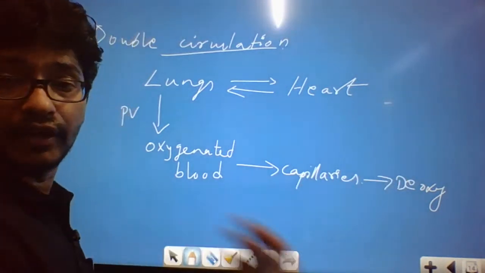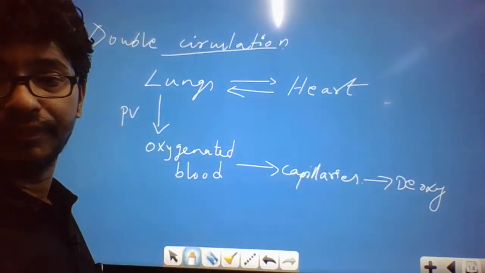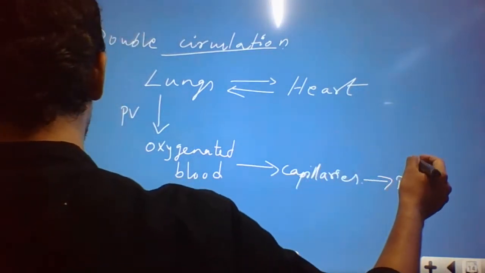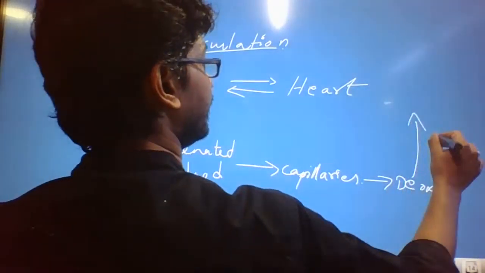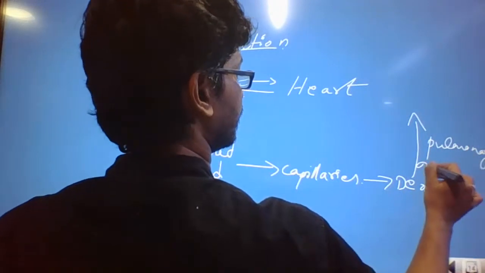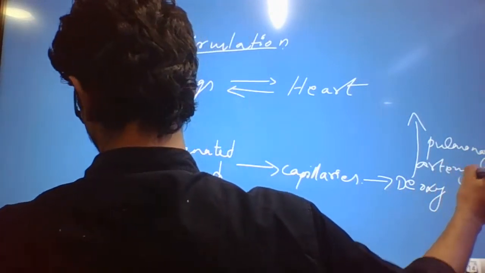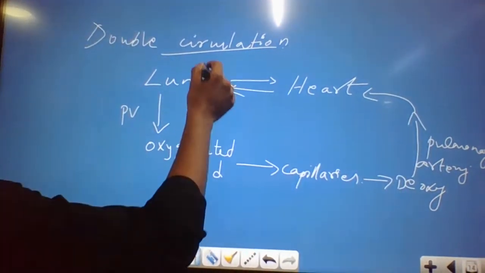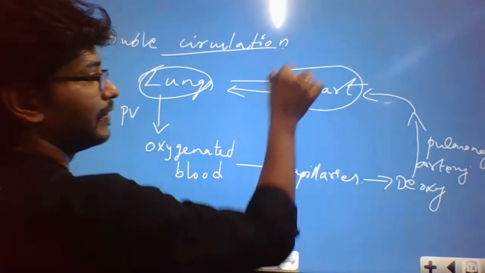Then what happens? This will be giving out the carbon dioxide and taking up the oxygen. Then what happens? The deoxygenated blood will be taken out through the pulmonary artery, and this is again going back to the heart. So what happens between the lungs and the heart, right?